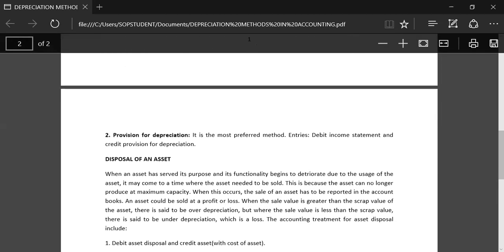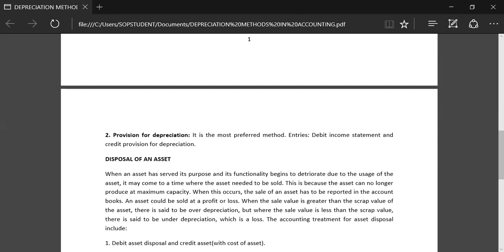Then we have provision for depreciation. This is the most preferred method and is simply done. The accounting entry simply debits income statement and credits provision for depreciation.